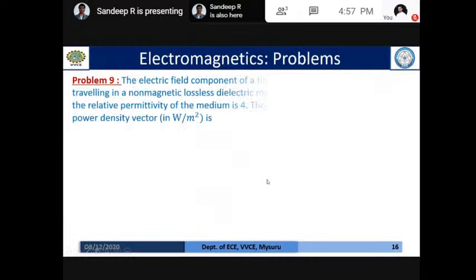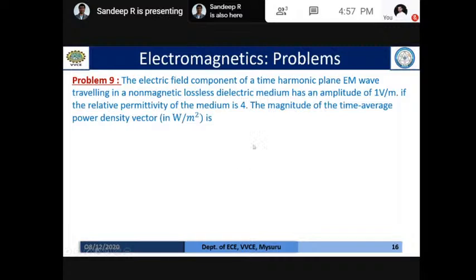And the last one, question number 9. Here also you have to calculate the power. The electric field component of a time harmonic plane EM wave traveling in a non-magnetic lossless dielectric medium has an amplitude of 1 volt per meter. If the relative permittivity of the medium is 4, the magnitude of the time average power density vector is: 4 options are given, 1 by 30 pi, 1 by 60 pi, 1 by 120 pi and 1 by 240 pi.